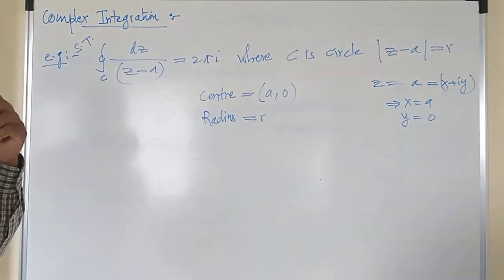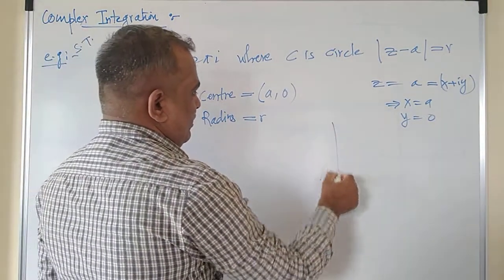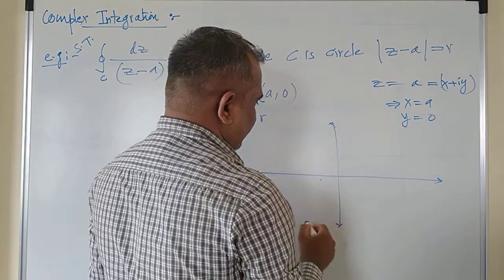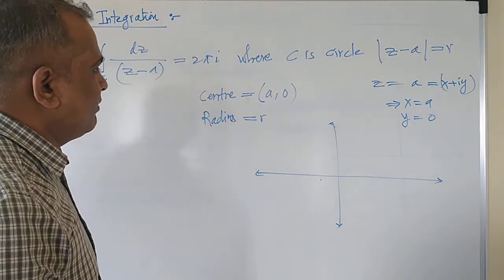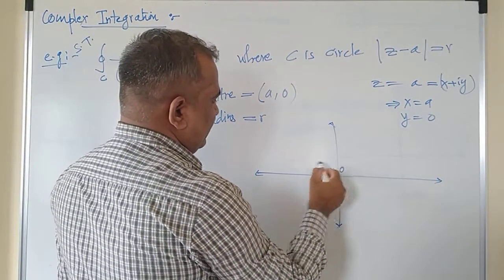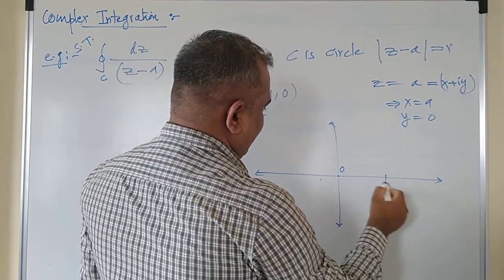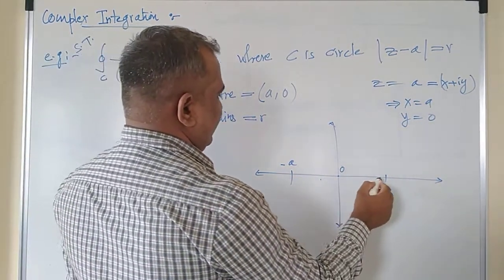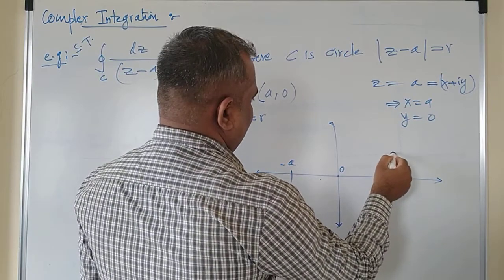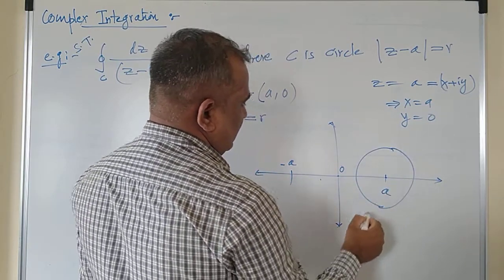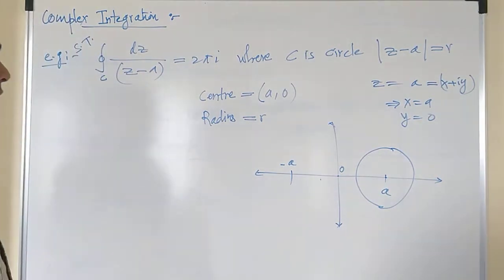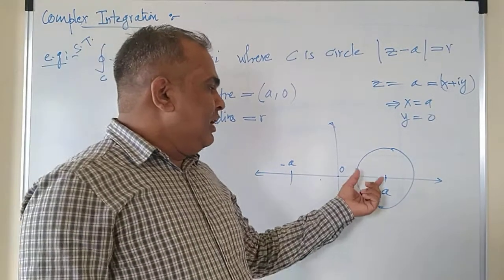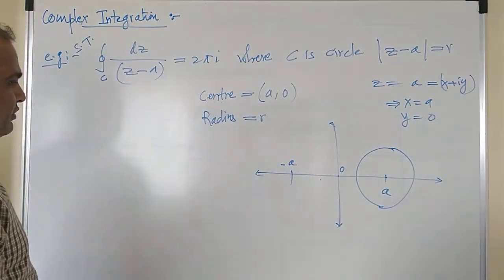Got it? Now from this you can plot the graph, and this will give you the value. The origin is here. Where is a? A is suppose here. Minus a is here, right? And your center is this one, right? With a particular radius. So this is your contour, right? And for solving the given contour, you are supposed to obtain the singular points, right?